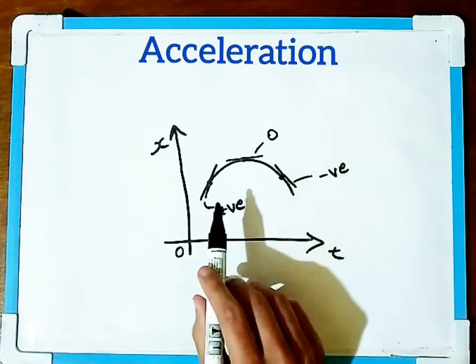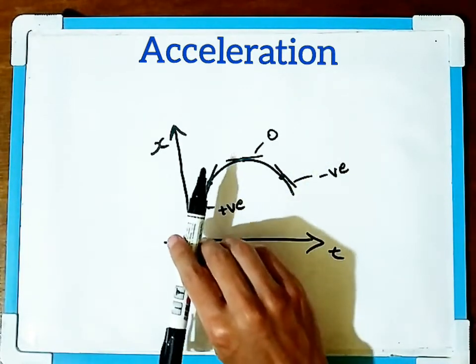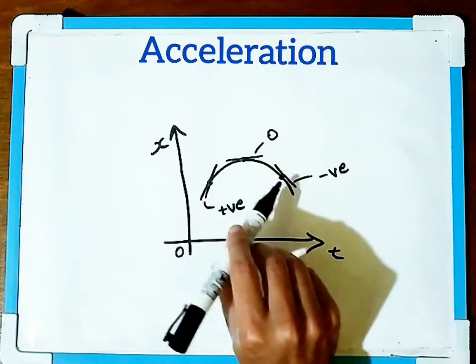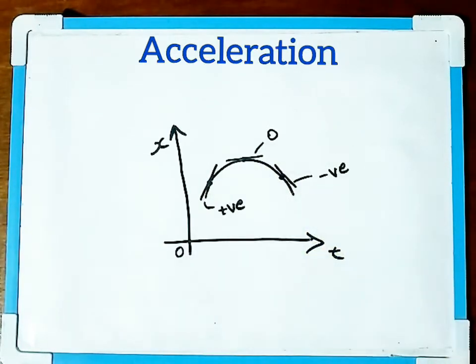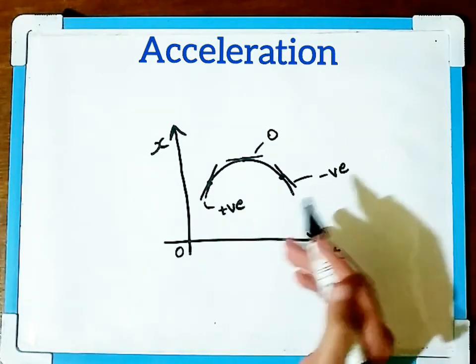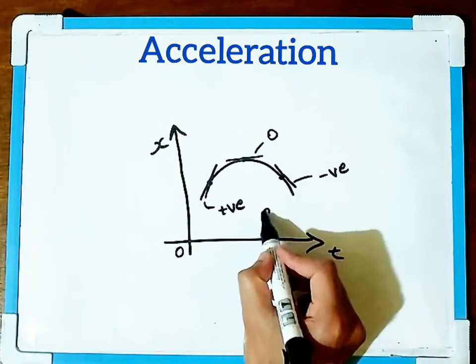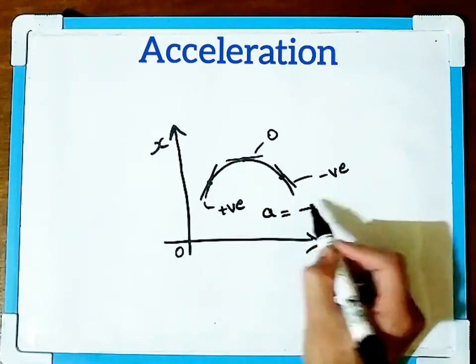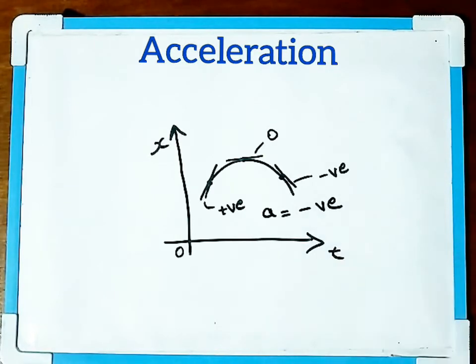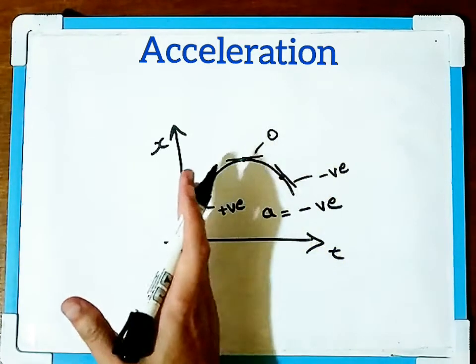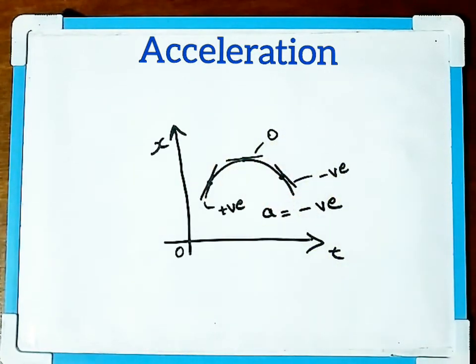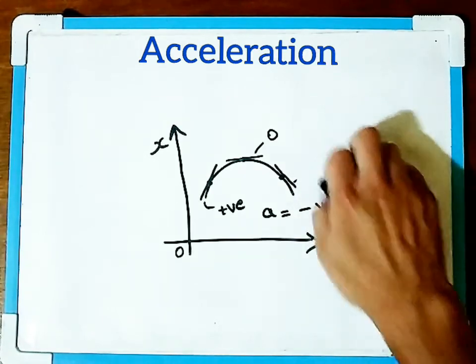So as you can see, the velocity changes from positive to 0 and to negative. So here it means that the velocity is decreasing, or it's changing its direction. Since the velocity is decreasing, the acceleration will be negative. It's changing from positive to negative, so the acceleration is negative. And we have another case when the acceleration is 0.